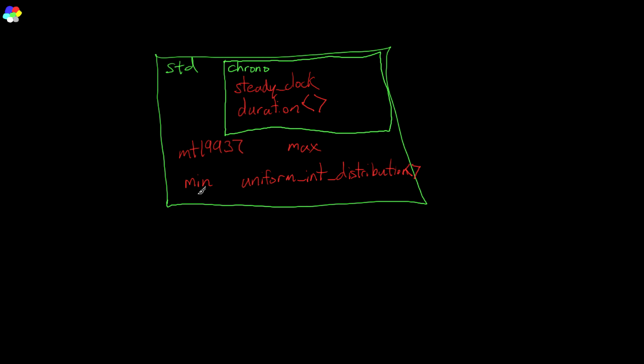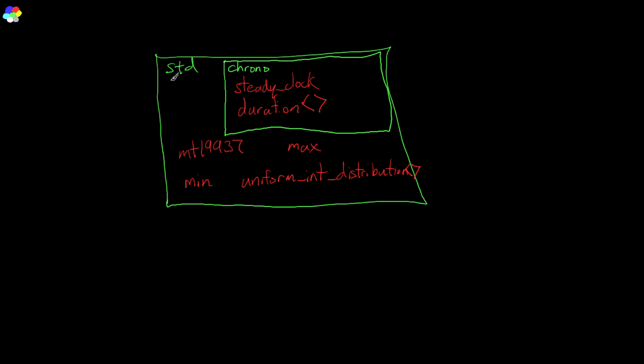Now you might be wondering, what's all this double colon stuff anyways? Why do we have to type std double colon sometimes? And why do we have to type std double colon chrono double colon? Namespaces are a way of organizing the identifiers in your program. For example, the random number generator, MT19937 or whatever it is, the min and max functions, the uniform int distribution. These are all declared inside the std namespace.